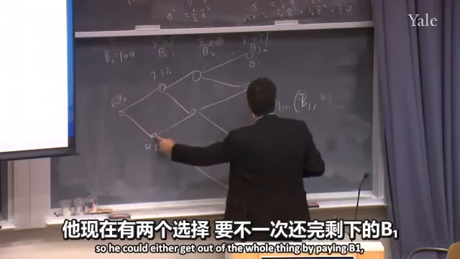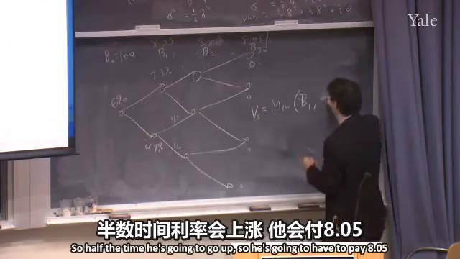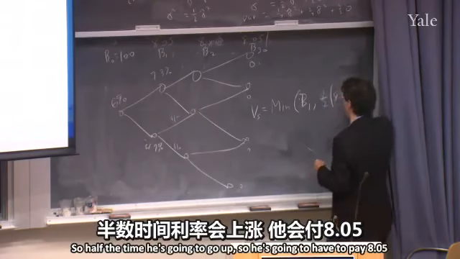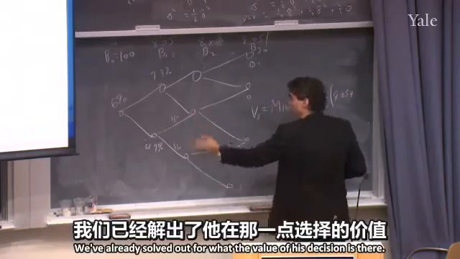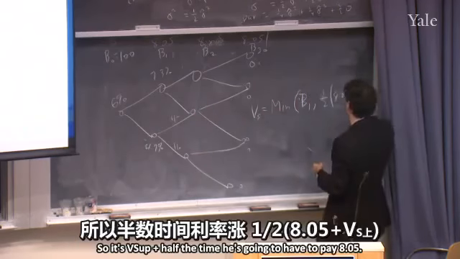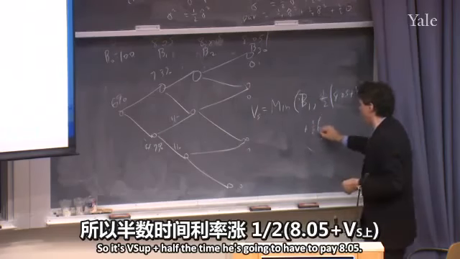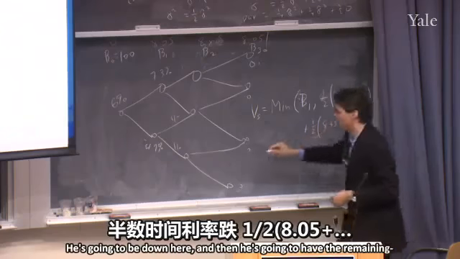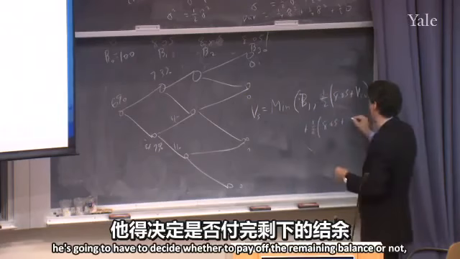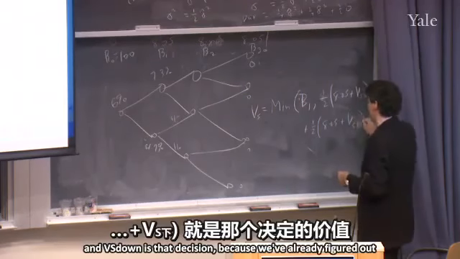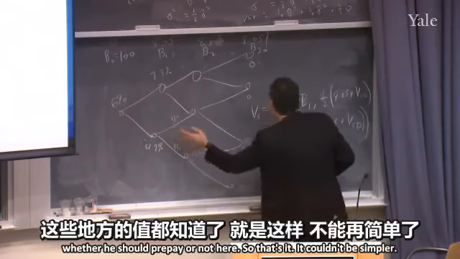So he could either get out of the whole thing by paying B1, or he could wait to see what happens next period. Half the time he's going to go up, so he's going to have to pay 8.05, and then he's going to have a decision to make. But we're working by backward deduction, so we've already solved for the value of his decision there. So it's going to be V_S up, plus half the time he's going to have to pay 8.05. He's going to be down here, and then he's going to have to decide whether to pay off the remaining balance or not. V_S down is that decision, because we've already figured out whether he should prepay or not here.